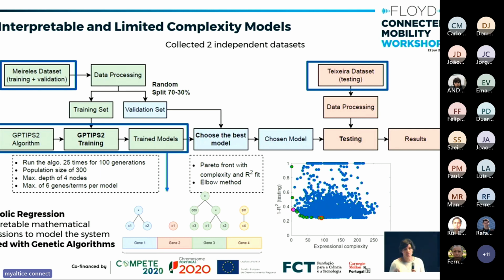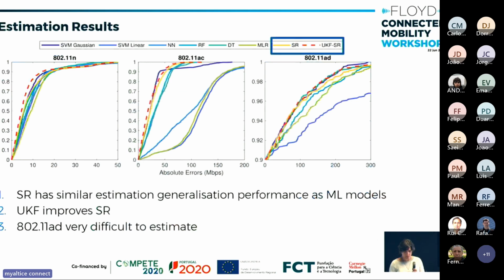It is the one with low expression complexity and a low estimation error, so a high quality of the regression. Just briefly, the results. This is the symbolic red line and the yellow line. These are the things we developed.